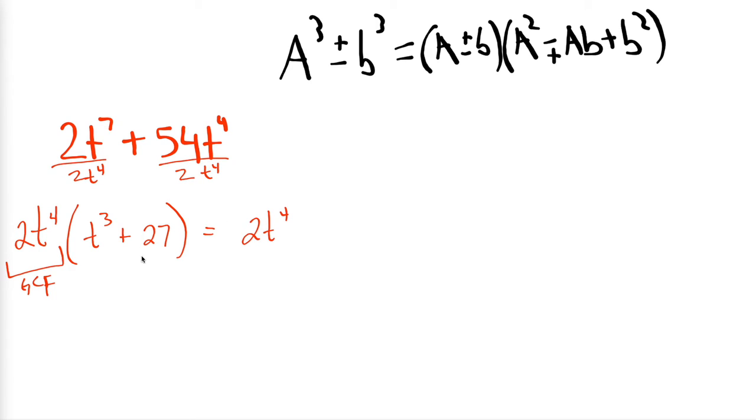Were you guys able to do these in your head at all, or am I going to screw you up if I just write down the answer? Like, are you able to figure out what A and B are without writing them down? So A is T and B is 3. Okay, so now I can factor T cubed plus 27 into T plus 3, so A plus B.